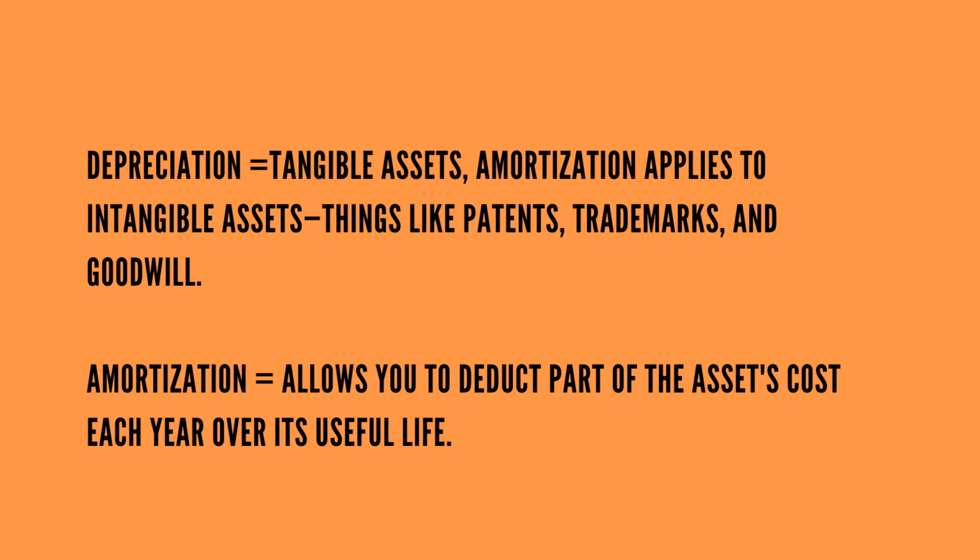Now, let's shift our focus to amortization. While depreciation applies to tangible assets, amortization applies to intangible assets, things like patents, trademarks, and goodwill. Like depreciation, amortization allows you to deduct part of the asset's cost each year over its useful life.